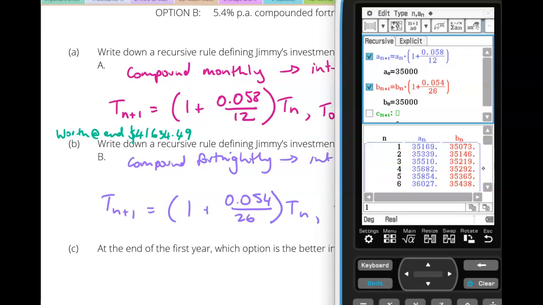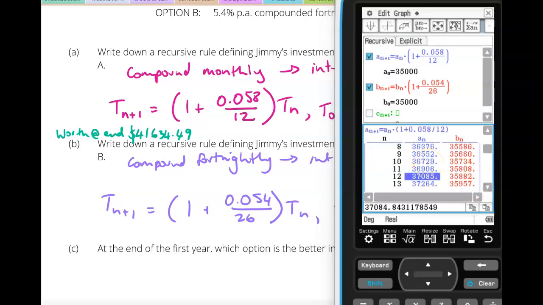So you've got to remember though that sequence number 2 is fortnightly, sequence number 1 is monthly. So at the end of the first year, which is the better investment? Well, the blue one needs to go for 12 months. So that is the first investment, A. After 12 months, it's worth that much.